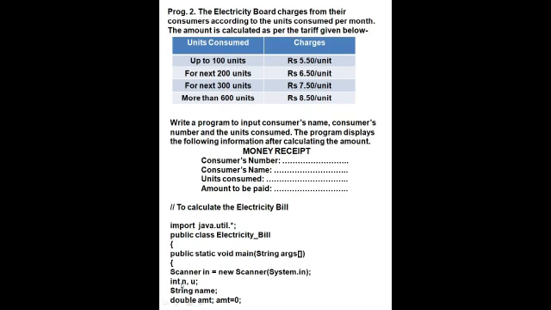Now the variables. In this we will enter n. n means consumer's number. u means units consumed. String name, this is the consumer's name. And double amount. The amount will be double because we are using decimal values here, so the amount will come in double data type. We don't know the amount, so we will write amount is equal to 0.